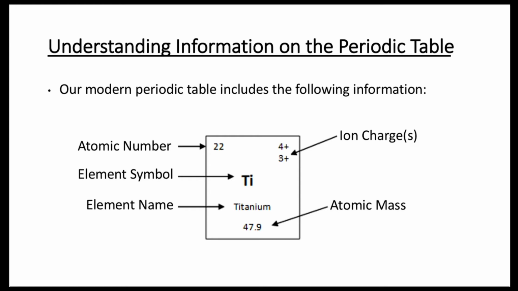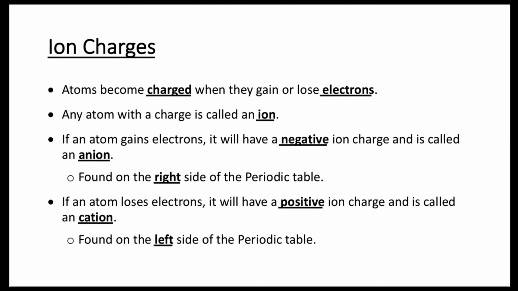In this case, titanium is what is known as multivalent, meaning it has 2 ion charges. So ion charges: atoms become charged when they gain or lose electrons. Any atom with a charge is called an ion. So whether it's a positive charge or a negative charge, it is an ion. If an atom gains electrons, it will have a negative ion charge. This is what's called an anion. These are found on the right-hand side of the periodic table, so it's important that you know that the anions are on the right-hand side.